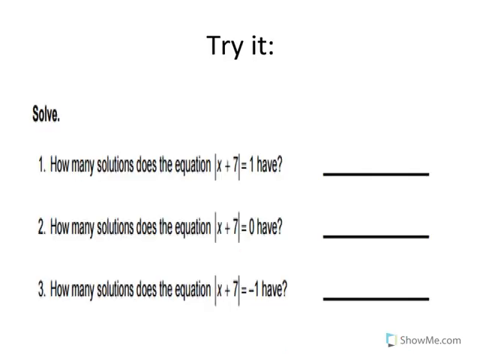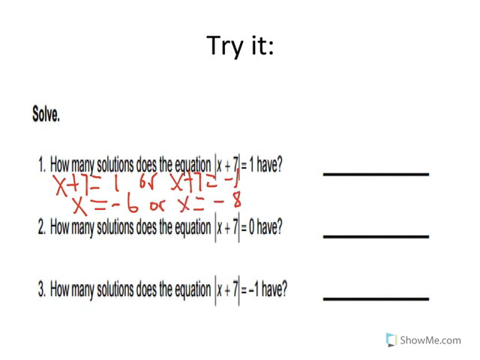So here we want you to try this out. Okay, so here, how many solutions does the equation have? So then you have to work this out. So then set its absolute value, we can say x plus 7 equal to 1, or x plus 7 equal to -1. So then x equal to -6 or x equal to -8. Right, so we have two solutions.